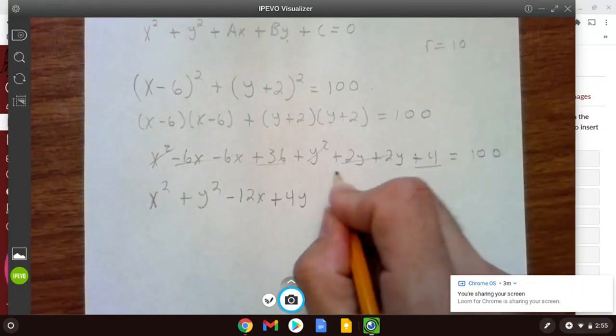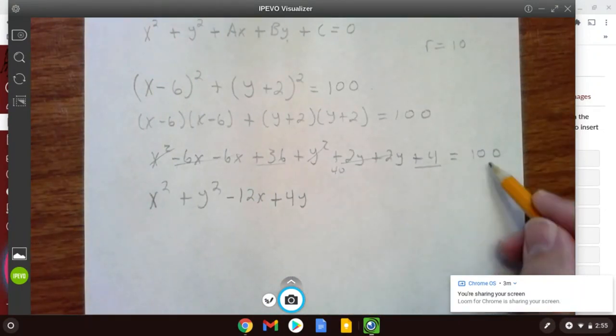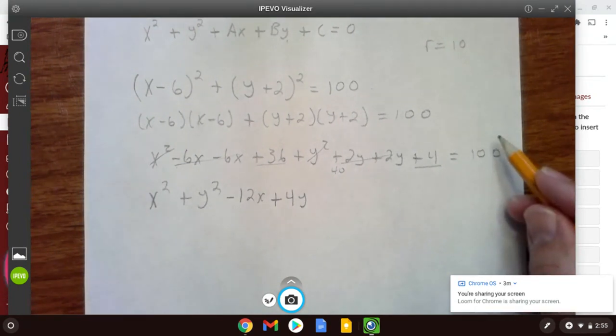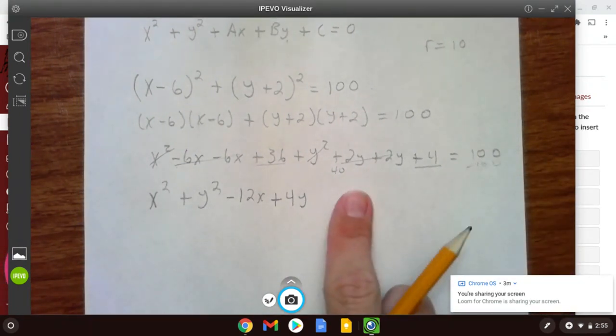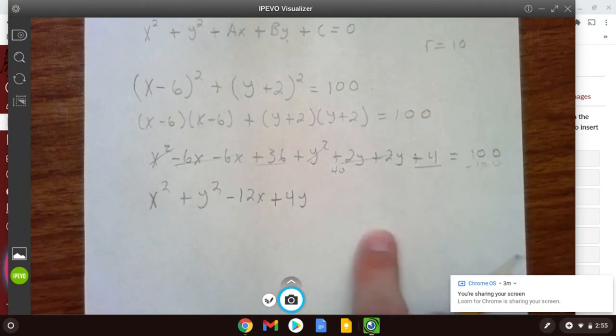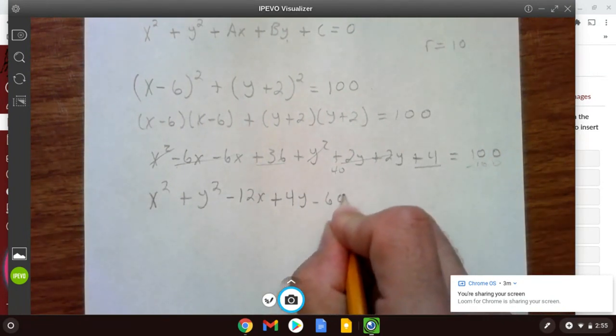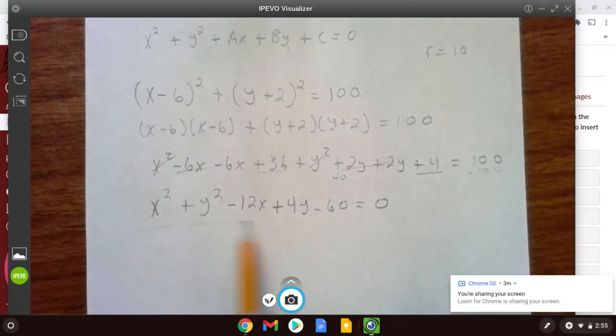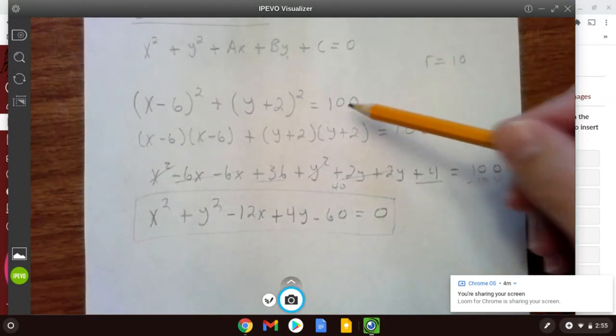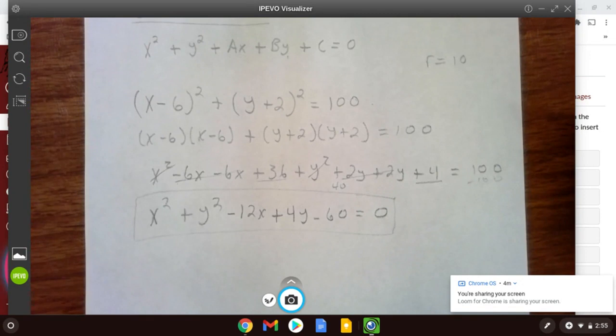So that makes 40. But then we're also going to move this 100 over to the left side. So we're going to minus 100 as well. So now 40 minus 100 is negative 60. All right. So now we have converted from standard form into general form. And the same rules apply.